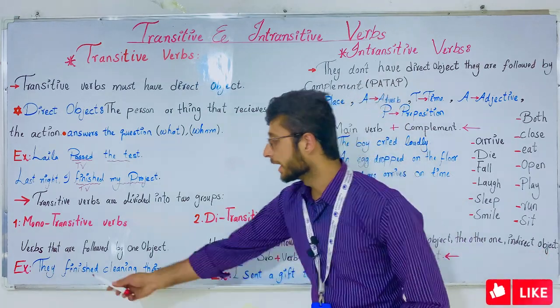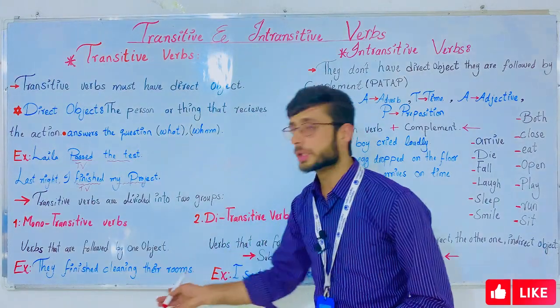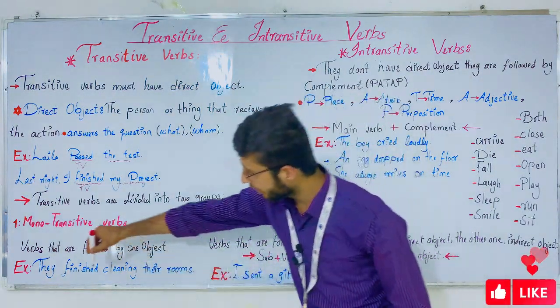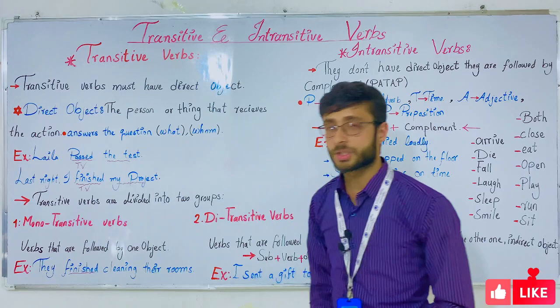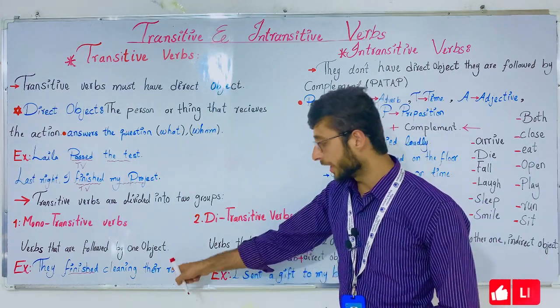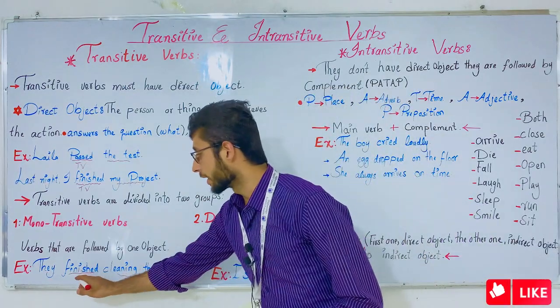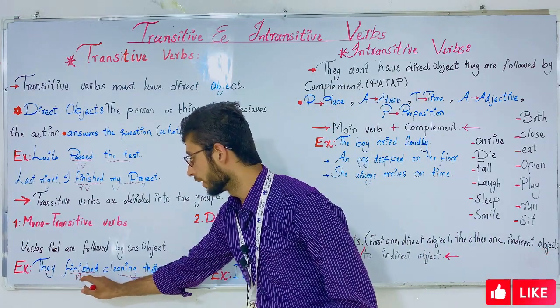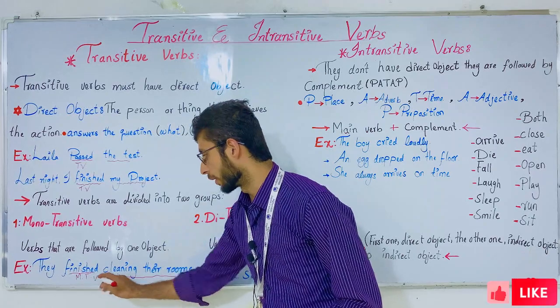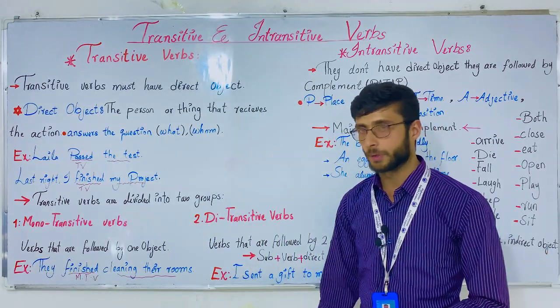Like this example: they finished cleaning their rooms. Now, what is the verb in here? Finished. Finished is the verb. They finished what? Cleaning their rooms. Now, what is finished? It is a monotransitive verb. It is a monotransitive verb.